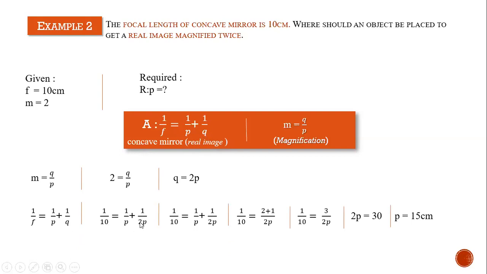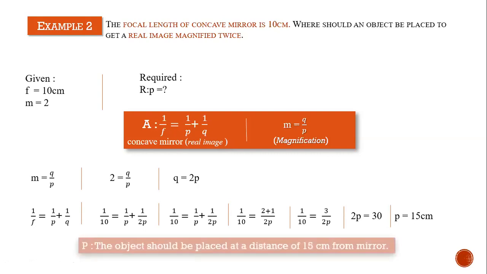Now you can see in the denominator we have the same variable, that is p. I can take the LCM of the fraction, again cross multiply, and I find that the object distance is equal to 15 centimeters, if I need to magnify the image of that object twice. So this is the conclusion: the object should be placed at a distance of 15 centimeters from the mirror to magnify it twice.